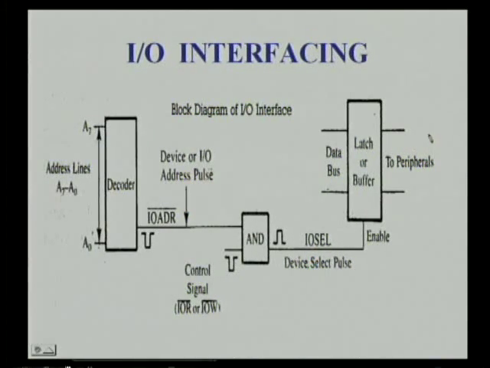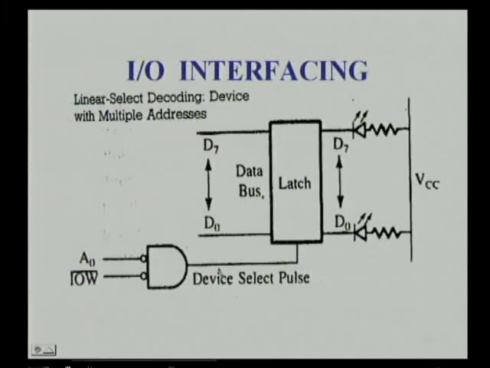Our actual I/O device peripherals will be connected somewhere here, two peripherals, and the peripheral data lines are connected to the data bus of the microprocessor through this latch or buffer. So to establish a link between the peripheral and the data bus, we must enable this latch. This enabling is done by activating this I/O select signal, which in turn is generated with the help of the appropriate address and control signal. Now let us take one example here.